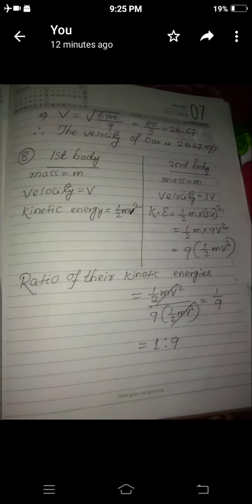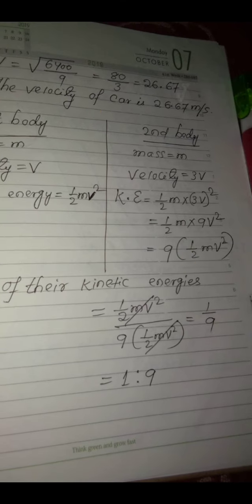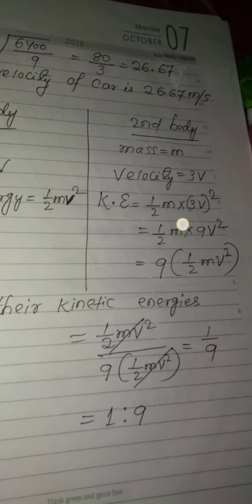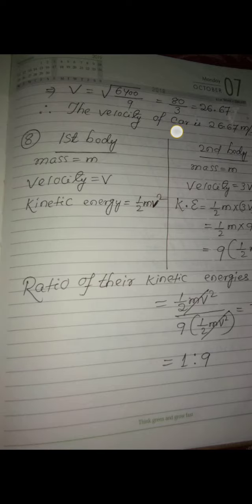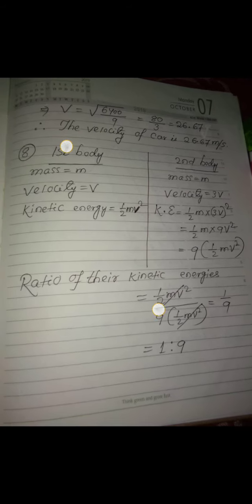So, v is equal to square root of 6,400 divided by 9. The square root of 6,400 will come 80. Square root of 9 will come 3. 80 by 3, that is 26.666, or rounded off correct up to 2 digits, 26.67. Therefore, the velocity of car is 26.67 meter per second. Now I shall tell you the last question, that is number 8.